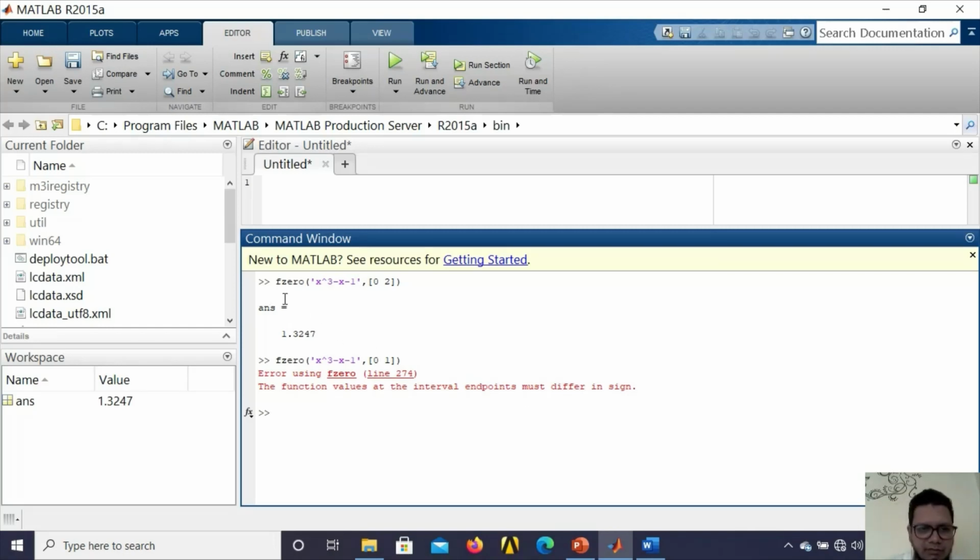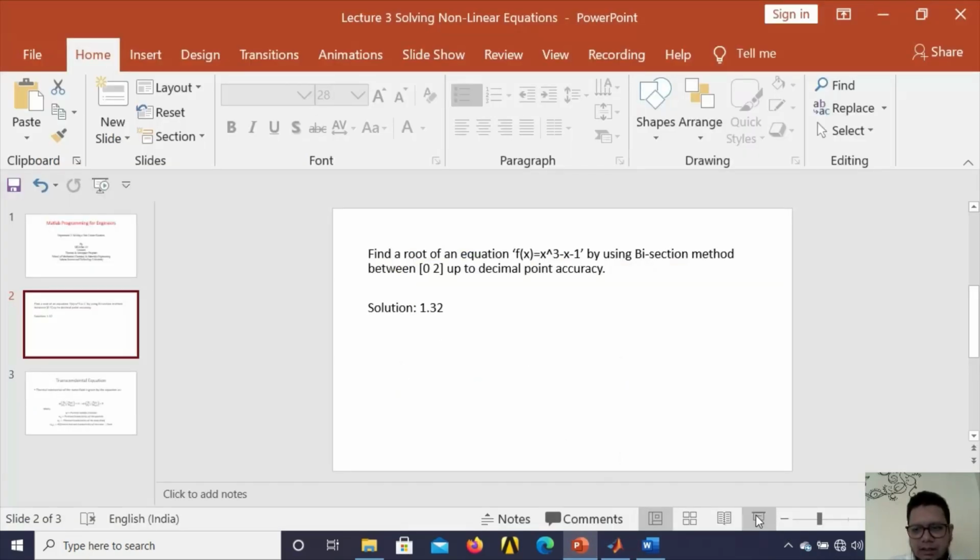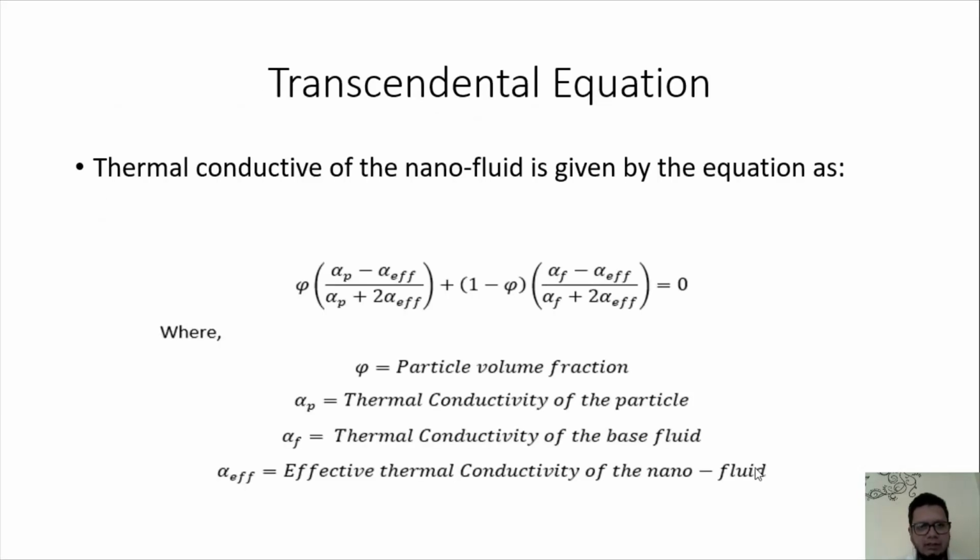So by using the fzero function, you can find the root of any equation in a single row. Let's take a transcendental equation, a complex equation: the thermal conductivity of the nanofluid. Nanofluid, in the last 10 years, has become a very interesting topic for research for many engineers. Many researchers are working on nanofluids. It has some special properties like enhancing the thermal conductivity of the base fluids.